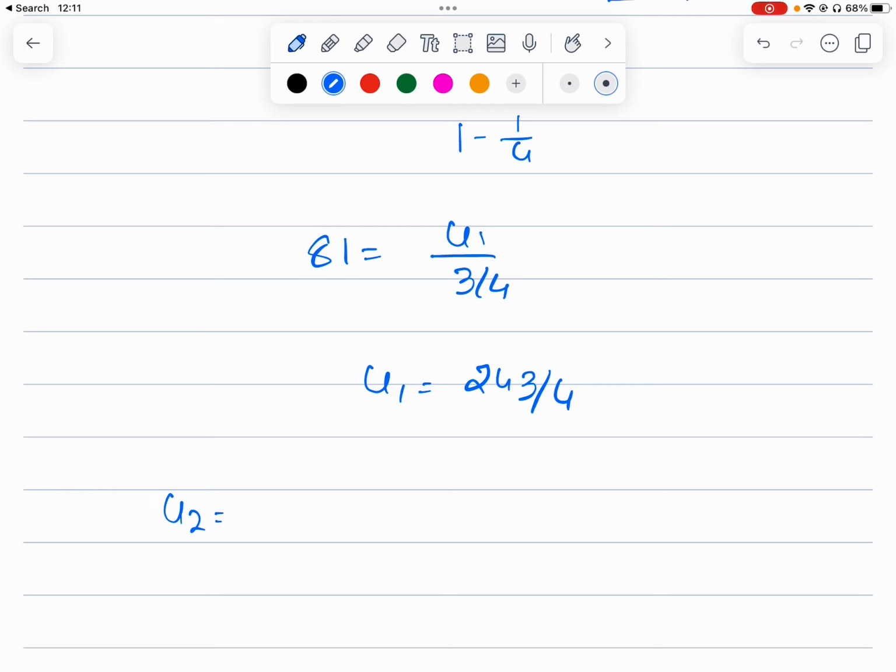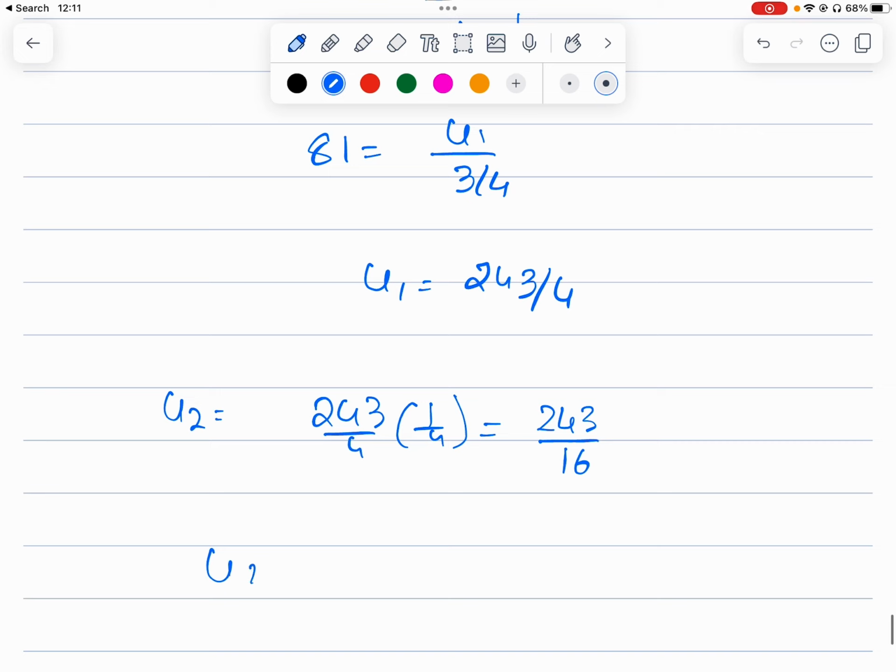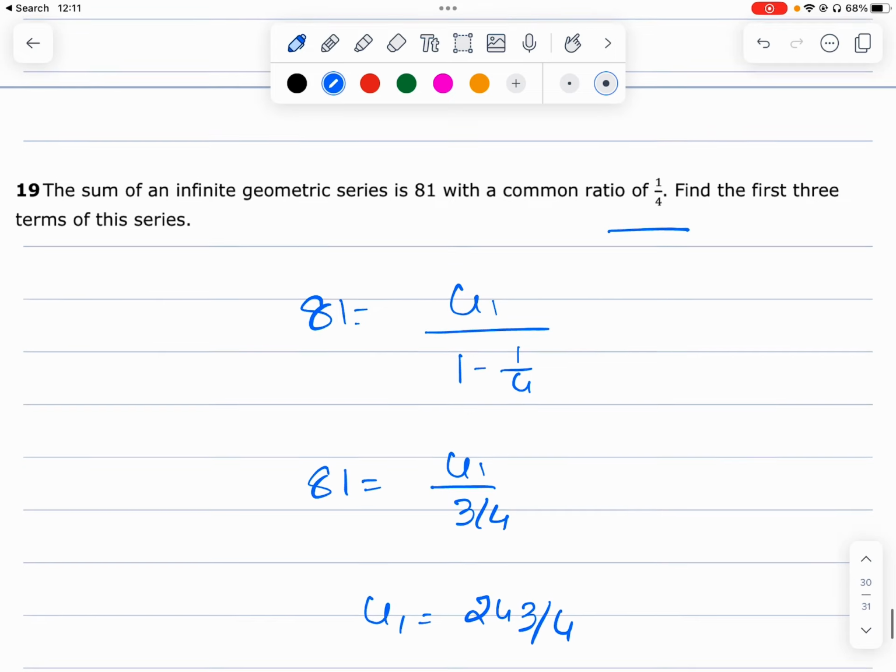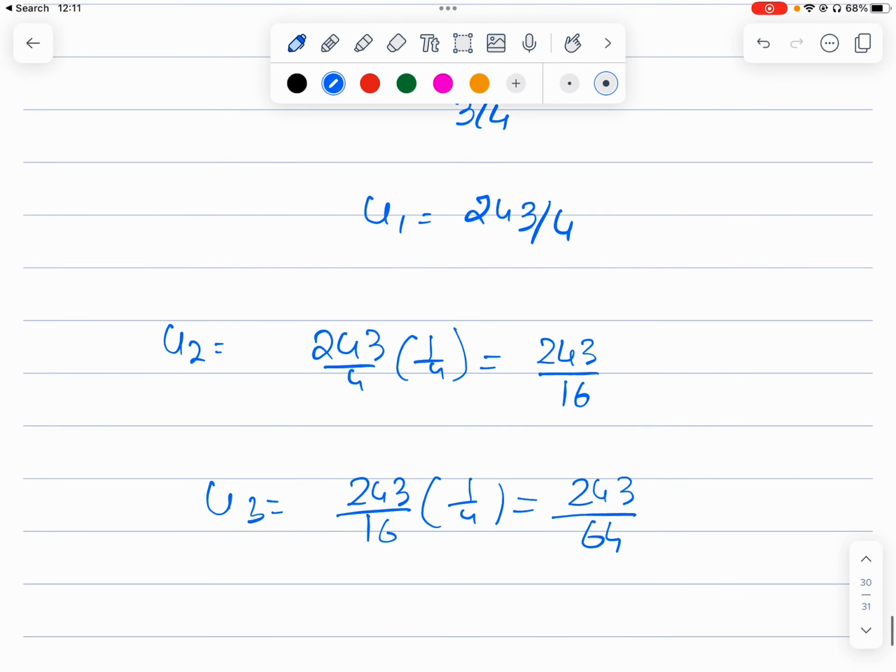u2 equals u1 times 1 upon 4, which is 243 upon 16. u3 equals 243 upon 16 times 1 upon 4, which is 243 upon 64. So those are the first three terms, u1, u2 and u3.